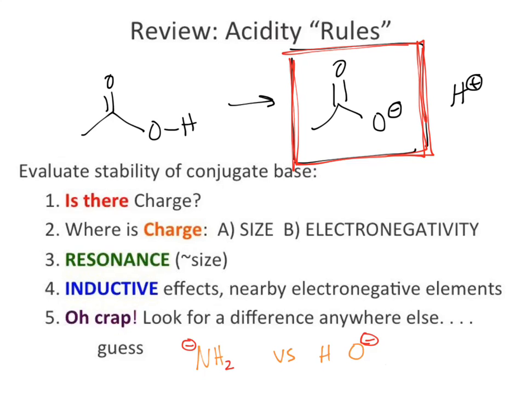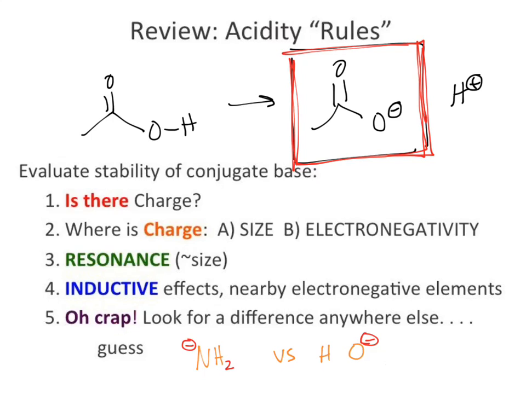Which one is more electronegative? Oxygen. What does electronegativity measure? How well it holds which electrons? Bonding electrons. Oxygen wants to hold those electrons more than nitrogen does, which means OH is more stable, which means H2O was more acidic. Do we need to see a size example, or are you happy with that?